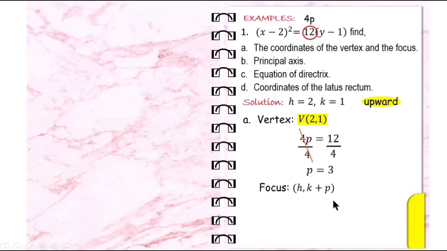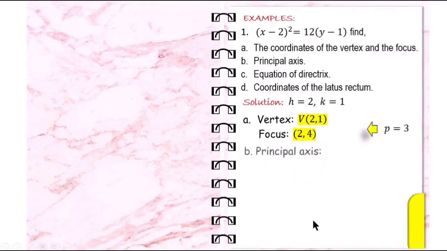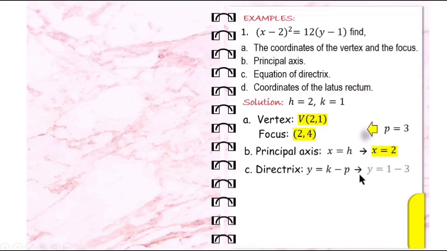So we have 2, then 1 plus 3. Simplify 1 plus 3, therefore, the coordinate of the focus is (2, 4). Then the principal axis, which is x equals h, or x equals 2. While the equation of directrix is y equals k minus p. Replace k with 1 and p with 3. 1 minus 3 is negative 2. Therefore, the directrix is y equals negative 2.